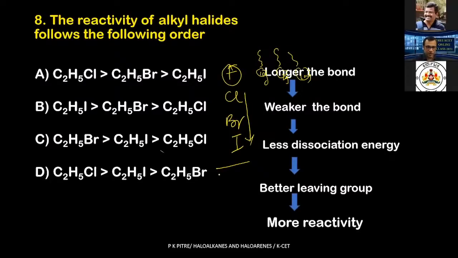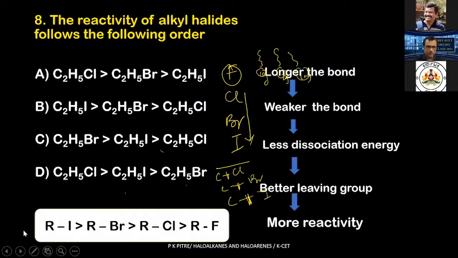That means the bond between carbon and Cl is smaller, carbon and Br is longer, carbon and iodine is longest. It will be broken faster than bromine, than chlorine. So if you arrange them in the general reactivity order, it is RI greater than RBr, greater than RCl, greater than RF. So what should be your option? Your option should be B, obviously, because this bond length is bigger. So the bond will be broken faster in C2H5Br compared to C2H5Cl.